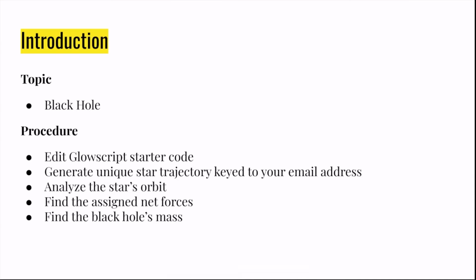First up, we have the introduction. Again, the topic of this lab is the black hole, and the procedure for this is to edit a GlowScript starter code. In the code, we must generate a unique star trajectory keyed to our email addresses. After that, we analyze the star's orbit, we find the assigned net forces, and then we find the black hole's mass. The assigned net forces include perpendicular and parallel net forces.